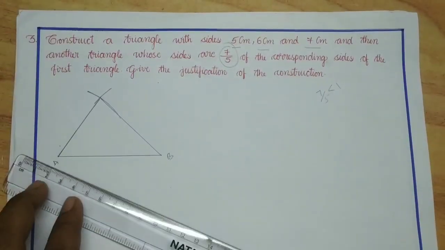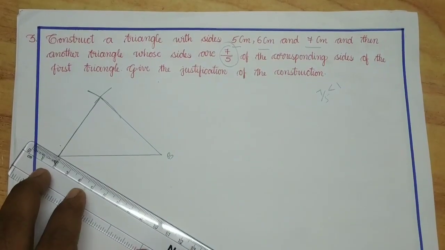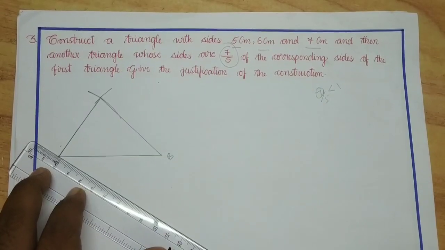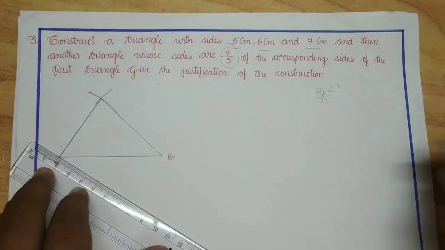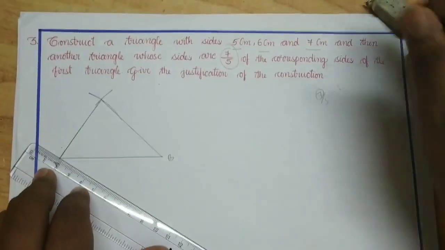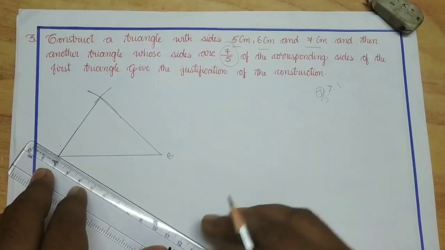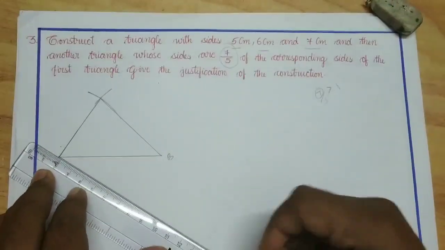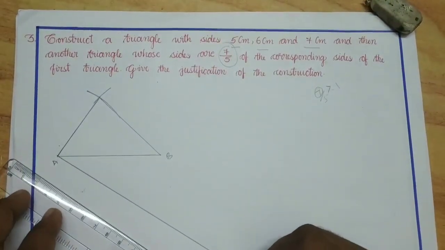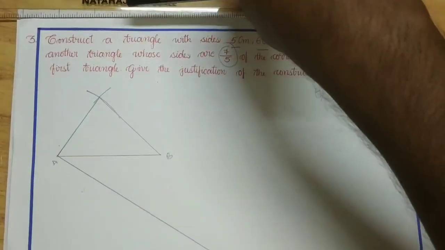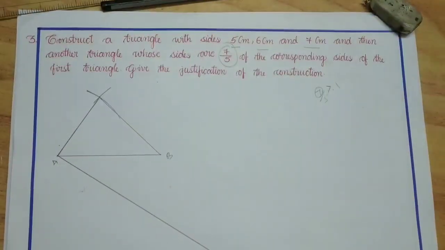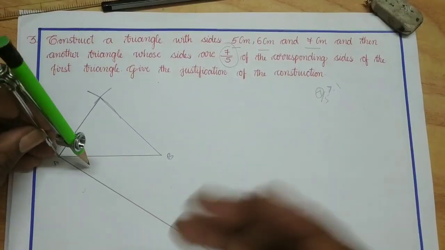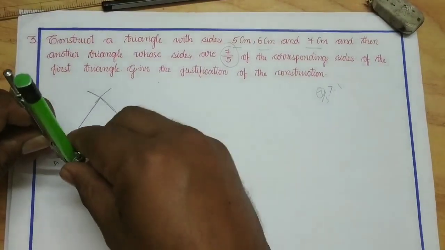Then draw AX. Now the greater part is the number 7. Sorry, here the scale factor is not less than 1, it is greater than 1. Sorry for that. So draw a line AX. Then make 7 equal parts, because we want the greater triangle, and the triangle will come out of this.